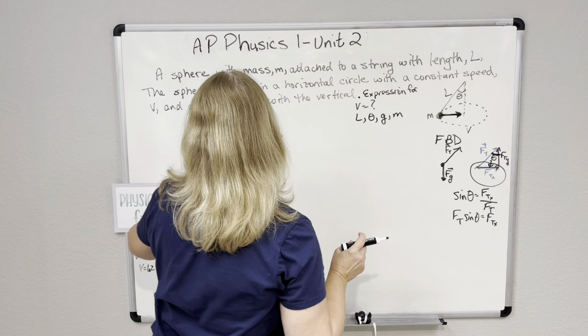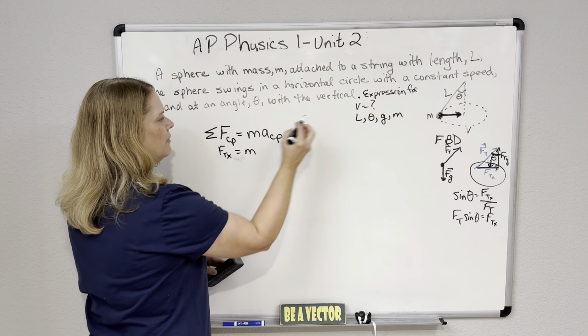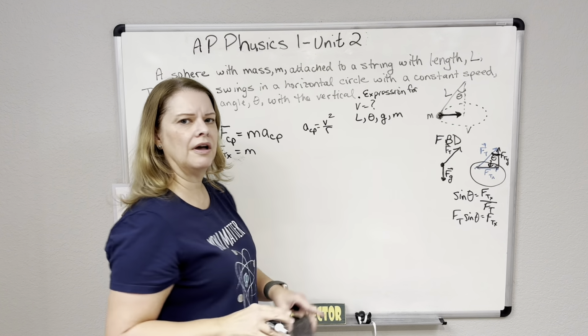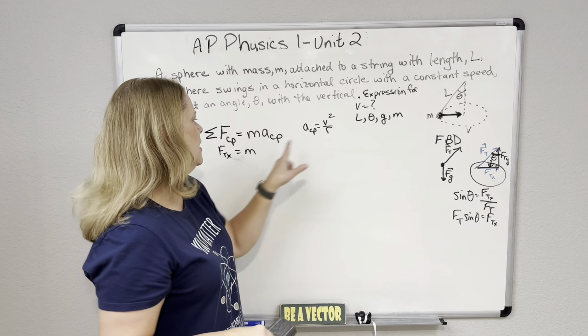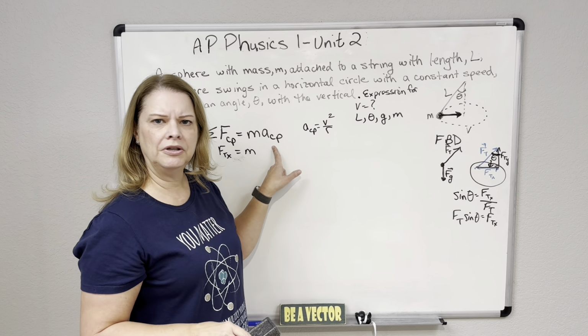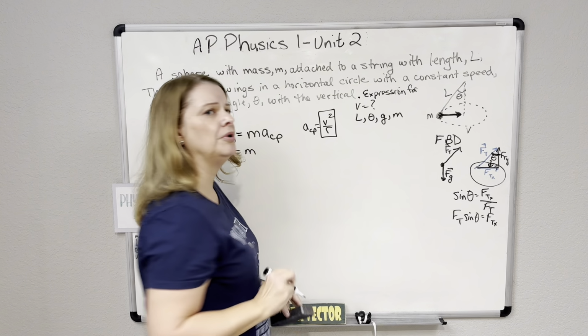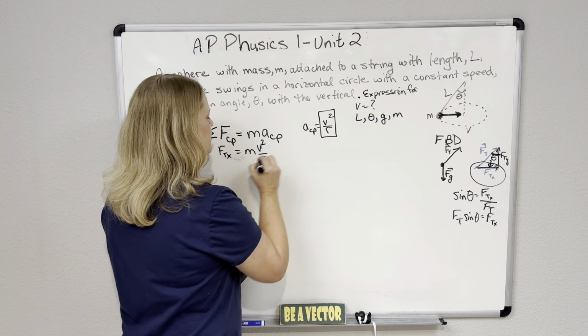Let me go ahead and put that this is the force of tension in the x, equals m. Now remember, centripetal acceleration is v squared over r. We've got constant velocity, because look, they want an expression for velocity. Keeping centripetal acceleration in here is not going to help me with that, but subbing in this value for centripetal will get me my velocity in this equation. All right, so we're there.